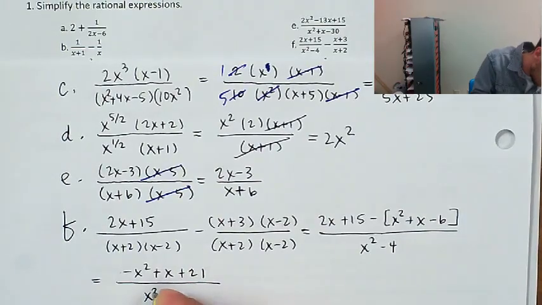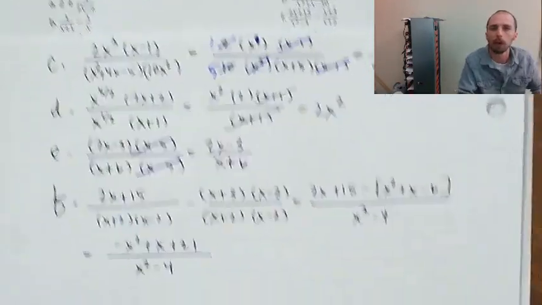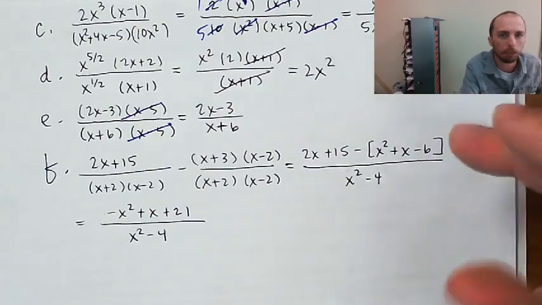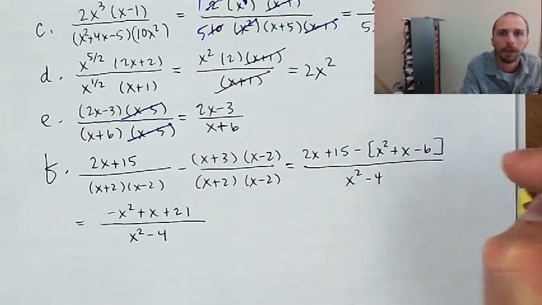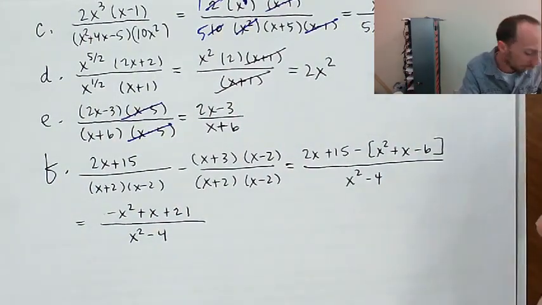and divide by x squared minus 4. And there's no common factors there. There's nothing that's identical in parentheses that we could kill off. And so we're not going to be able to simplify this any farther.